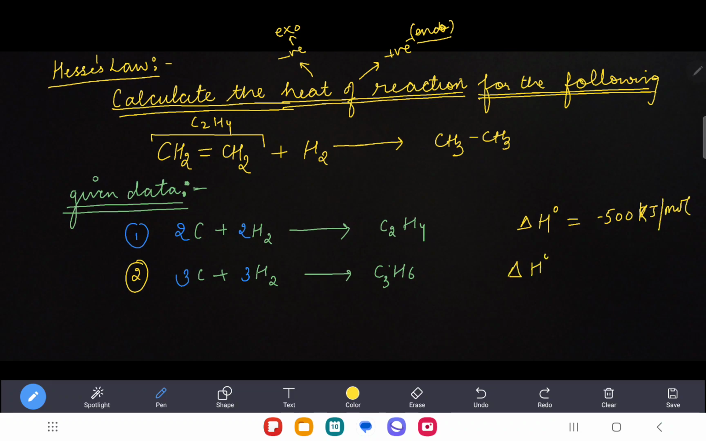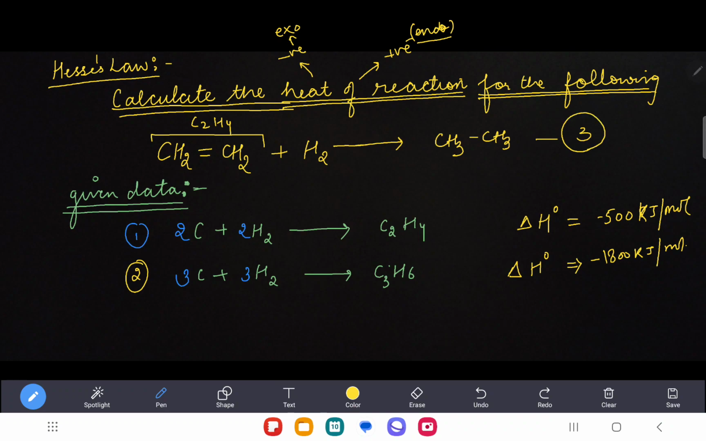So it would simply say delta H naught would be, let's suppose, minus 500 kilojoules per mole, and delta H naught would give me minus 800 kilojoules per mole, or minus 1800 kilojoules per mole. So this is the data given to me. And using equation 1 and equation 2, I am supposed to calculate the energy for reaction number 3. This is my main reaction.